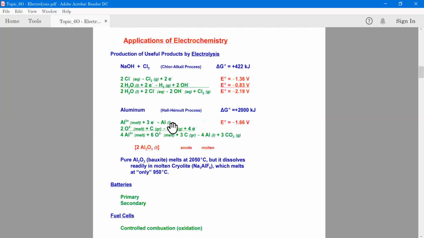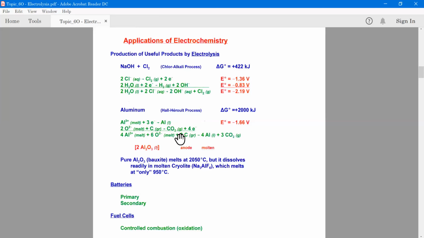Carbon dioxide, of course, has to be captured. It should not be released into the atmosphere because it's a potent greenhouse gas, as you know. And so the aluminum smelting industry, as it's called, has to capture as much of the carbon dioxide as possible because it simply can't be released.